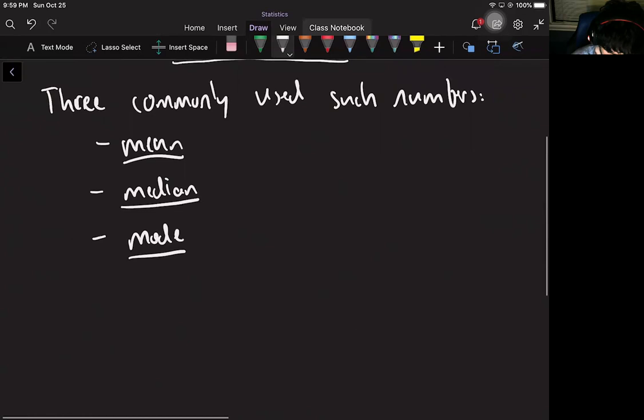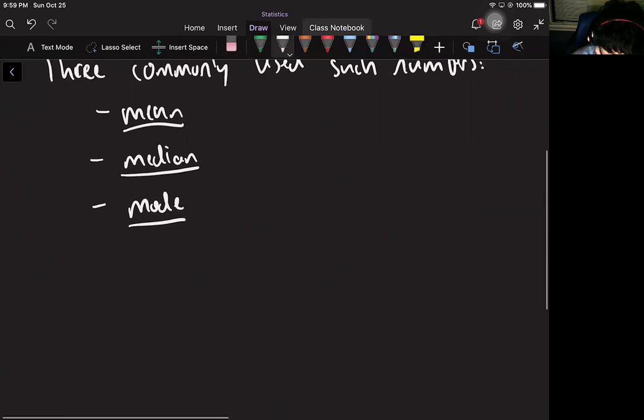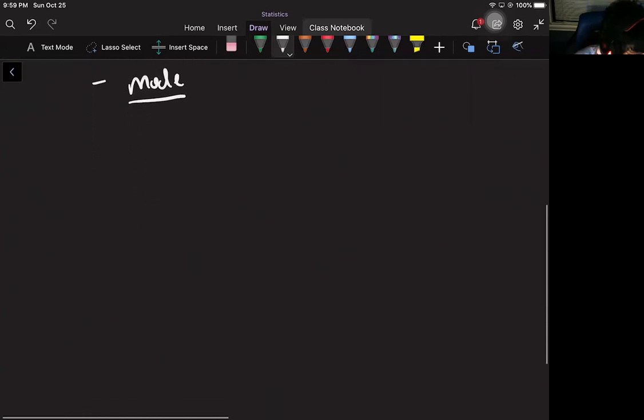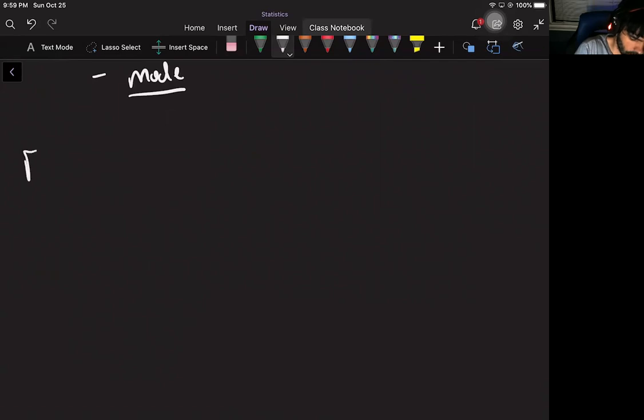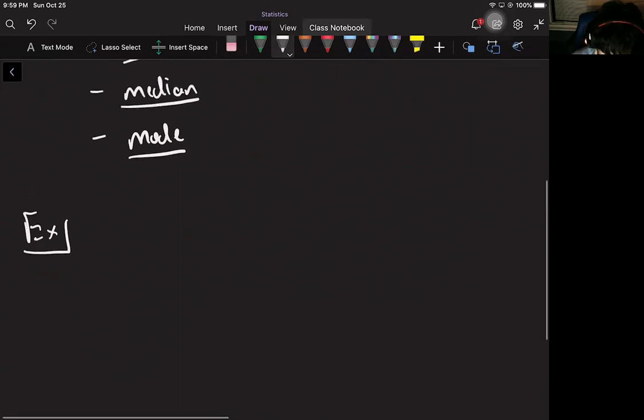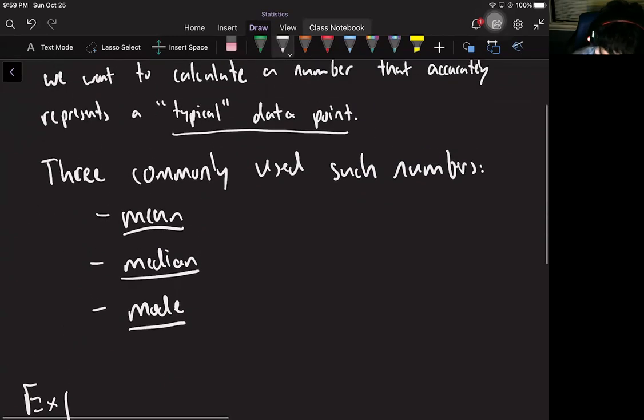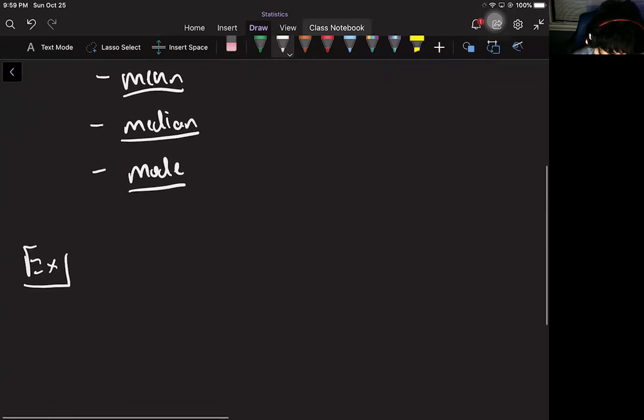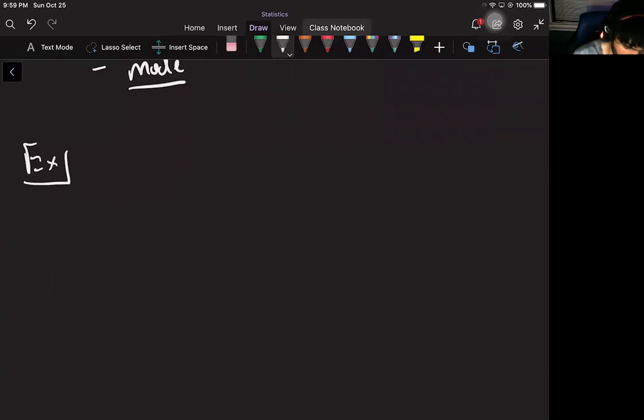And you've probably calculated these before a long time ago. So we're going to go through some examples, but more importantly, we should think about how or why they actually do what they claim to do, which is represent a typical data point. Why does that actually happen when you do these three things? Okay, but first, just some calculation-y stuff.